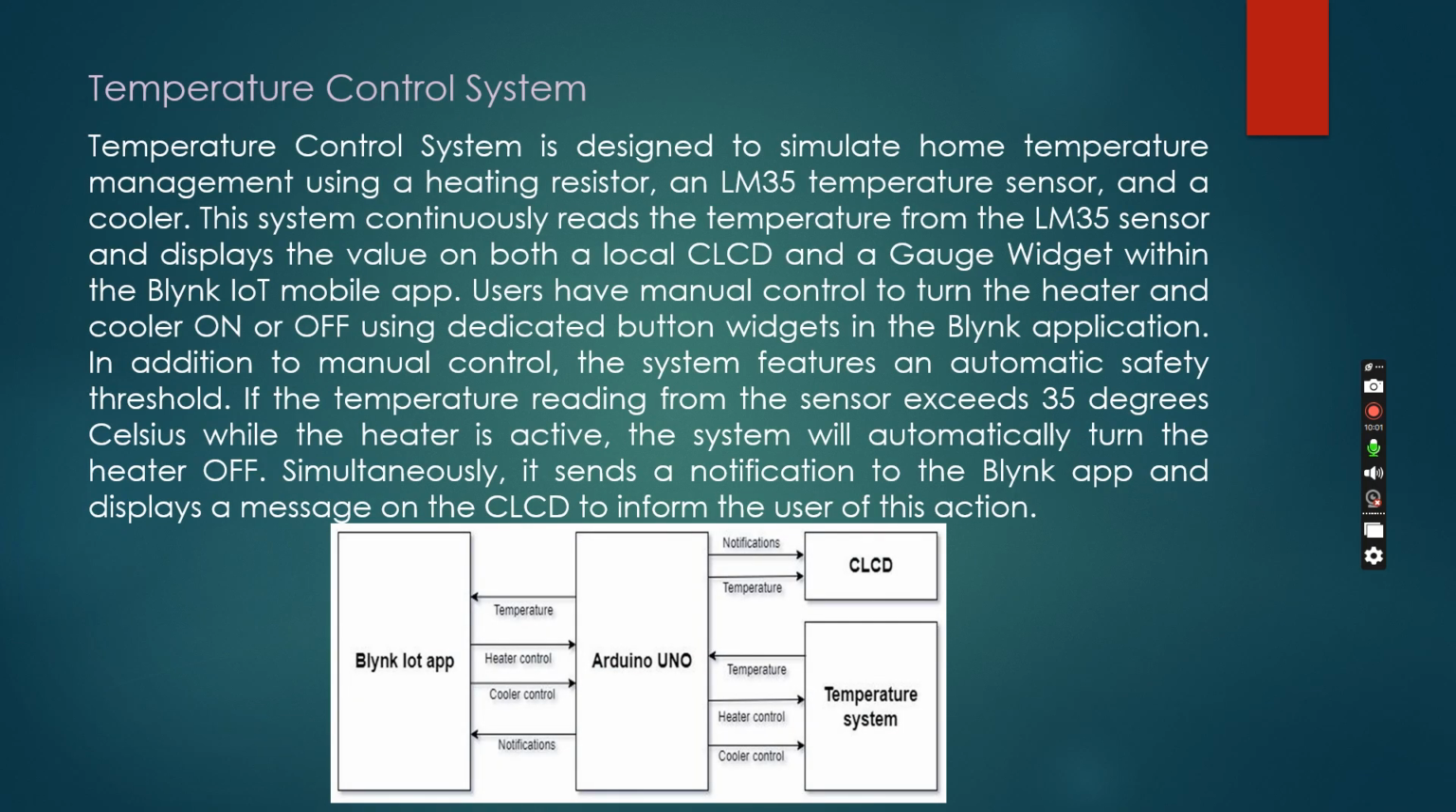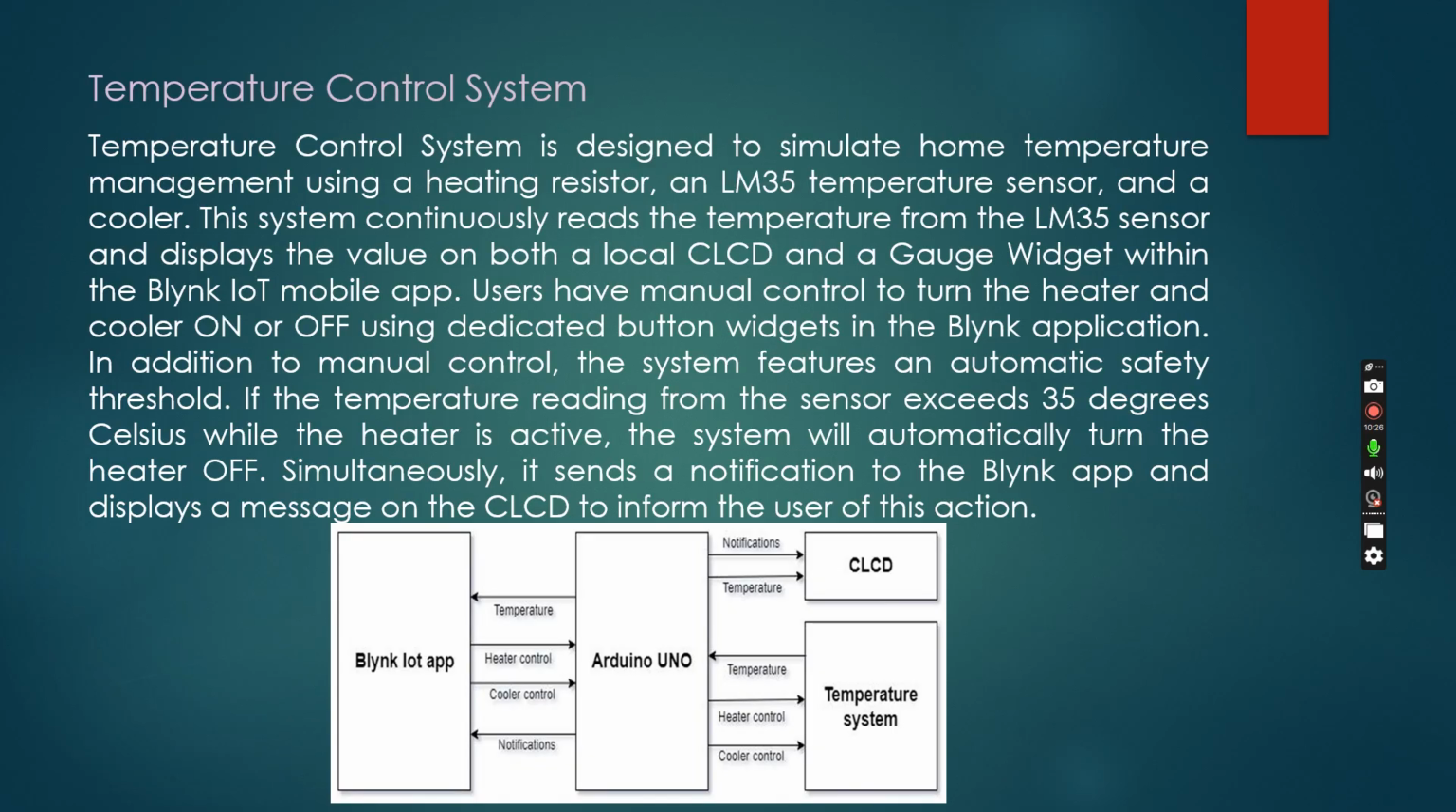Temperature control system. The temperature control system is designed to simulate home temperature management using a heating resistor, an LM35 temperature sensor and a cooler. The system continuously reads the temperature from the LM35 sensor and displays the value both on a local CLCD and on a gauge widget within the Blynk IoT mobile app.